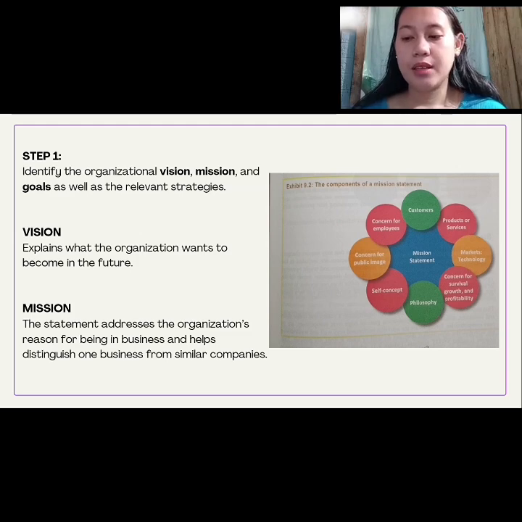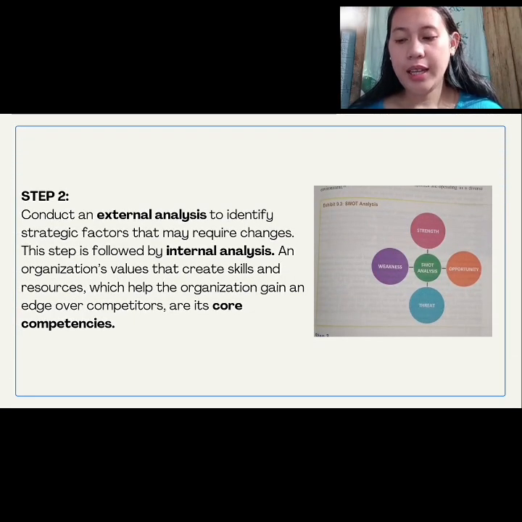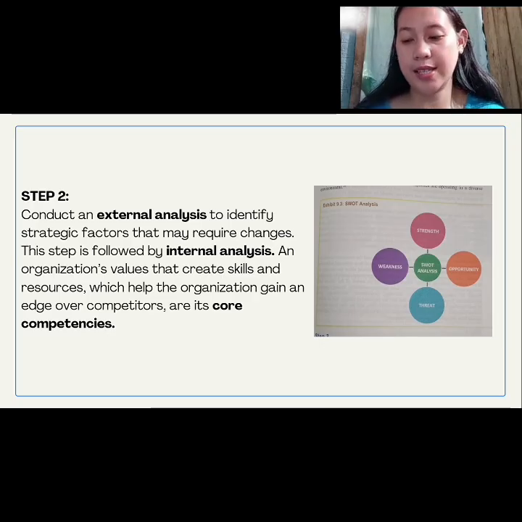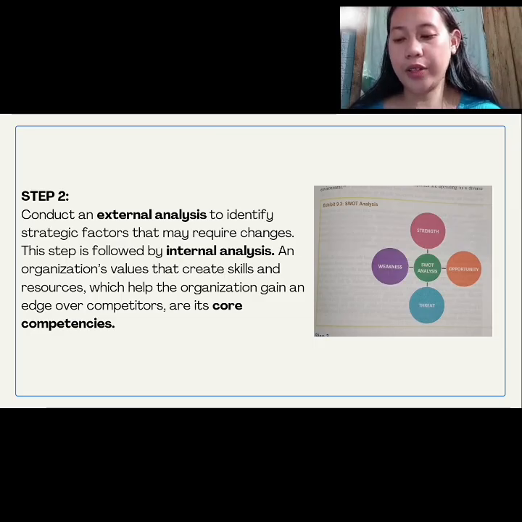Then step 2, conduct an external analysis to identify strategic factors that may require changes. So this step is followed by internal analysis. An organization's values that create skills and resources which help the organization gain an edge over competitors are its core competencies. So, step 2 is analyze environment.